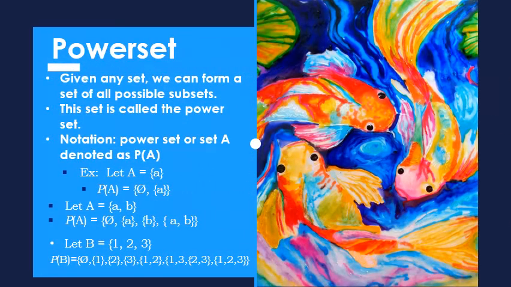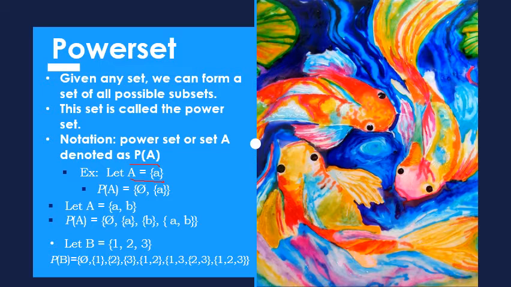Next, we have the power set. Given any set, we can form a set of all possible subsets. This set is called the power set. The notation: the power set of set A is denoted by the symbol P, then open and close parentheses, then the name of your set. For example, we have set A, whose only element is A.